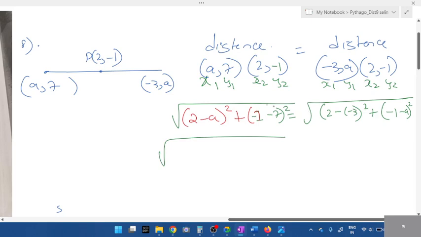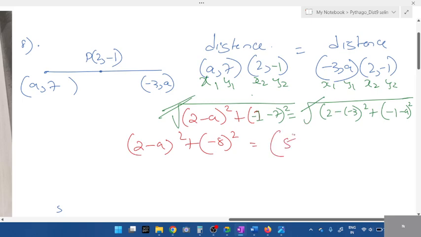I'll tell you one thing, I forgot to mention. Whenever there are square roots, you can just cancel them. Both the sides there are square roots, you can cancel it. So what is left? 2 minus a the whole square plus, what is minus 1 and minus 7? Minus 8 is also 8, right? Because there is a square. And here, minus into minus is plus.